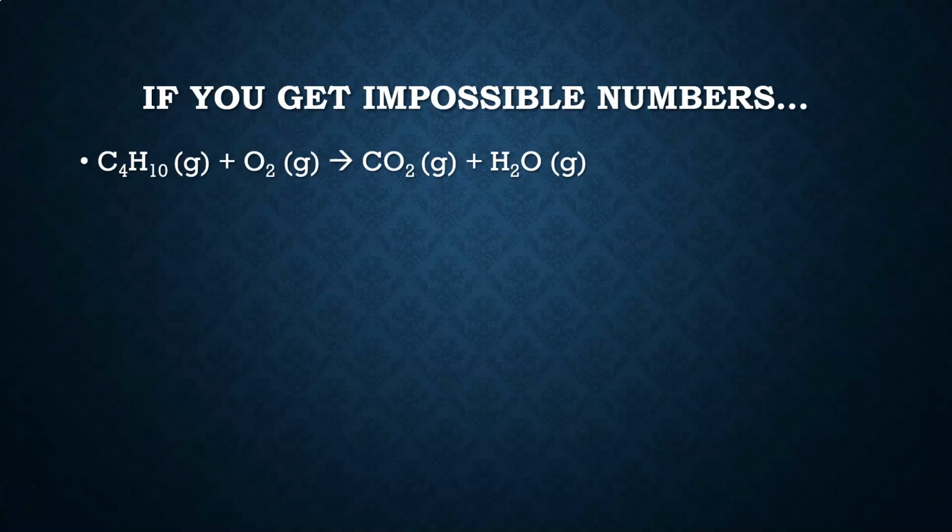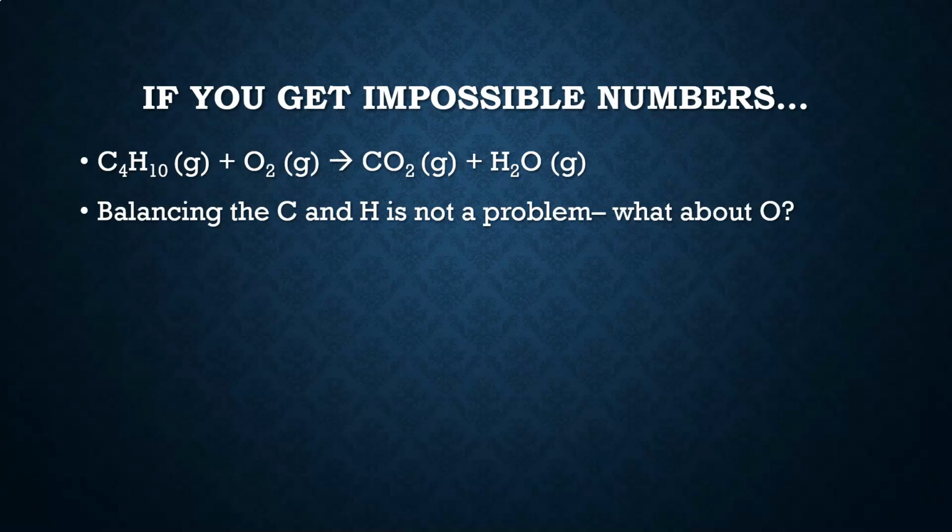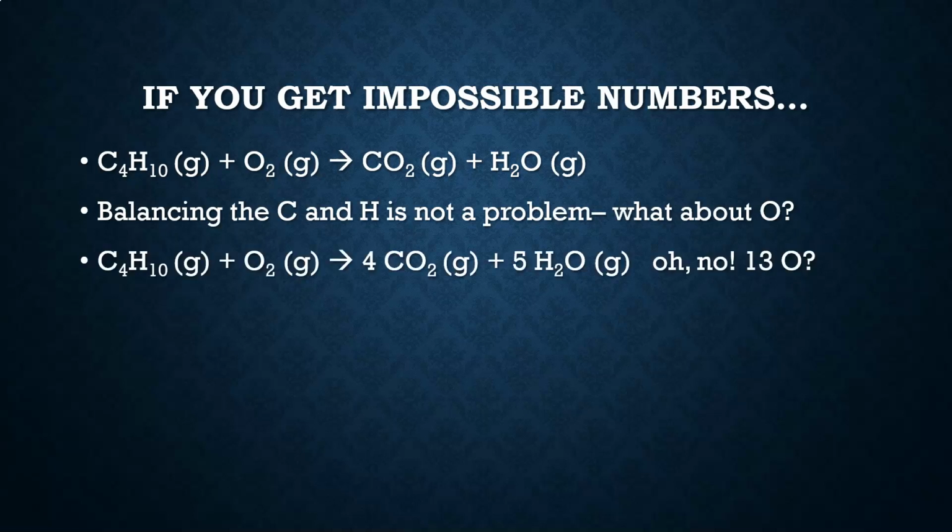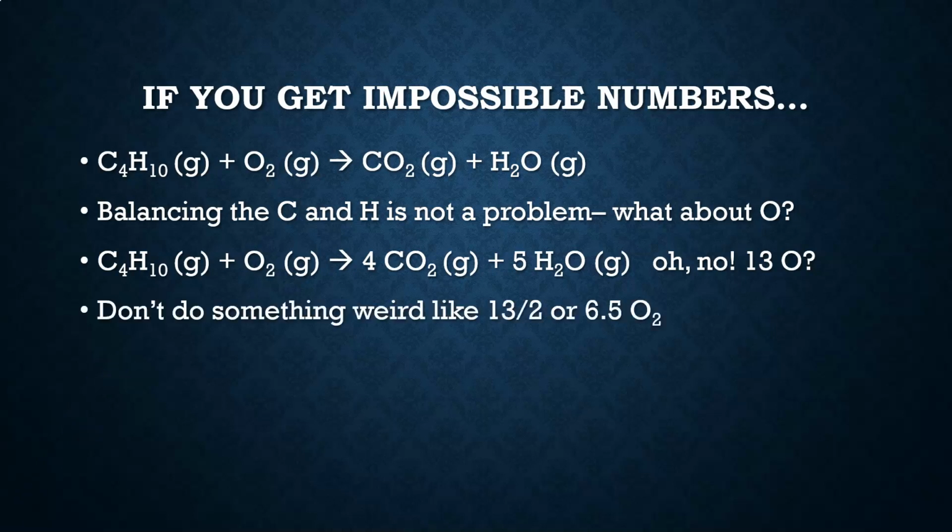Sometimes when you are balancing, especially with combustion reactions, you may end up in an impossible spot. First, check your formulas if you are the one who made them. In this case, balancing the carbon and hydrogen is not hard. But when I look at the O, I find I have 13 oxygen atoms on the product side now. And I realize this is impossible with diatomic oxygen gas.